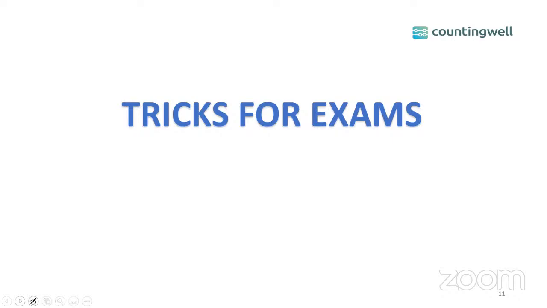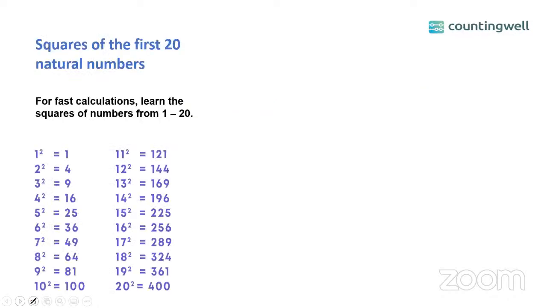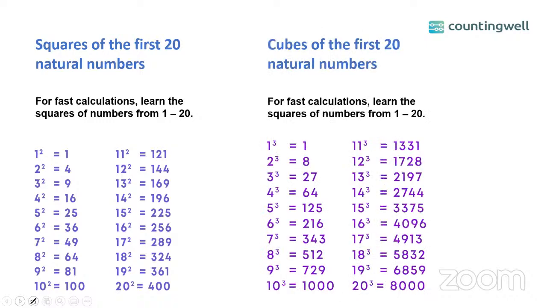Let us see some tricks which are useful for exams from these two chapters. Let us see for the chapter squares and square roots. It is always good for faster calculations to learn the squares of numbers from 1 to 20. Similarly, it is very good for faster calculations to learn the cubes of numbers from 1 to 20.